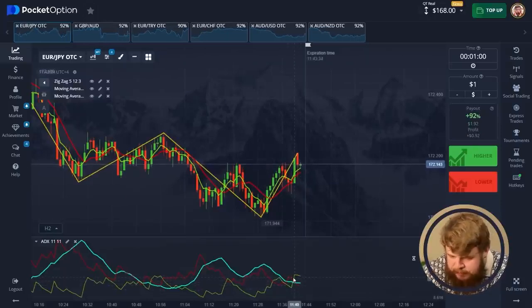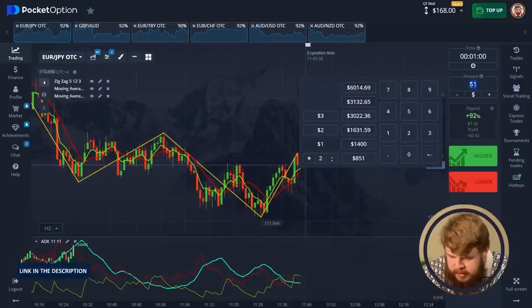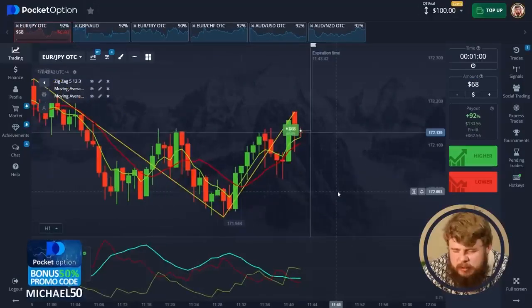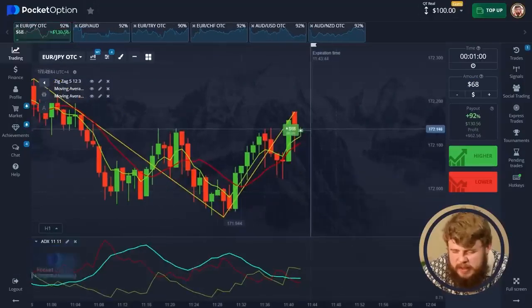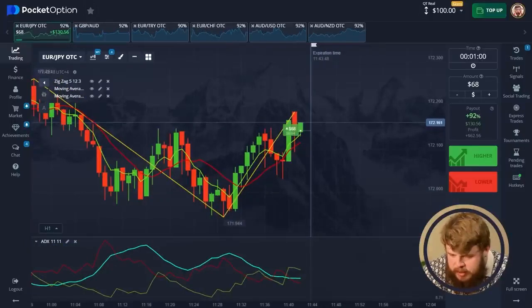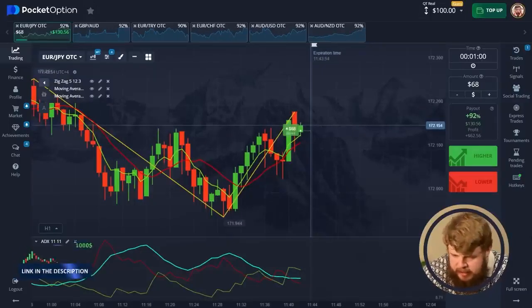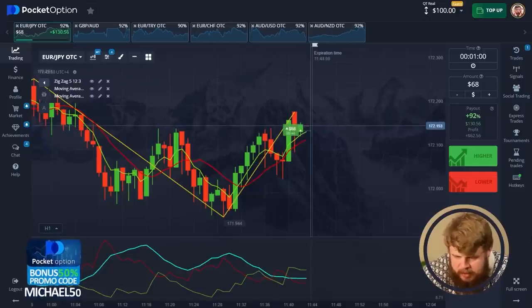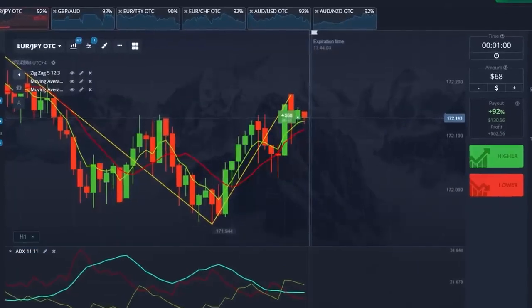So according to the first trade, we can clearly see that ADX is telling us that we're now in the buy zone. So that's why let's change our investment to $68 and open first buy position. According to the current movement, I can be quite sure that we're highly likely to break through the resistance line zone and move higher. So that's why I have opened buy position here, investing our $68.